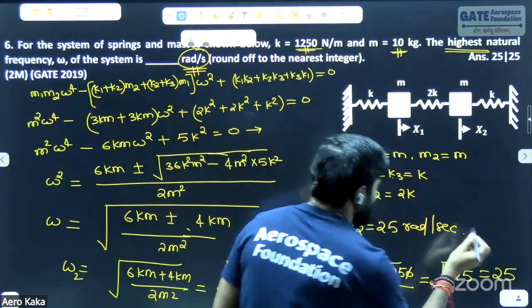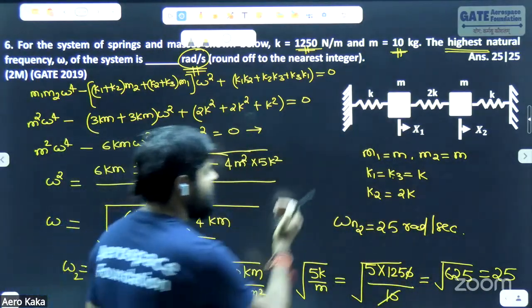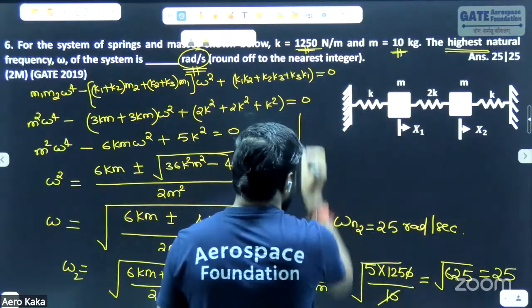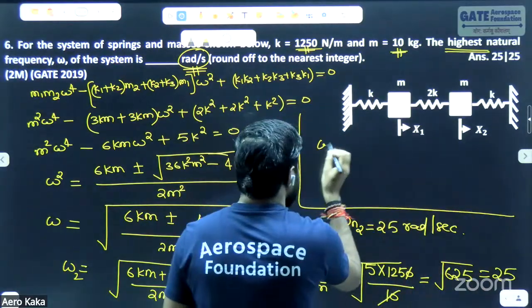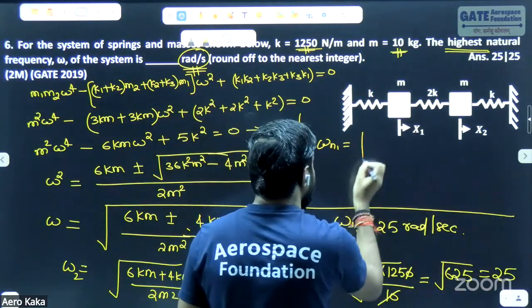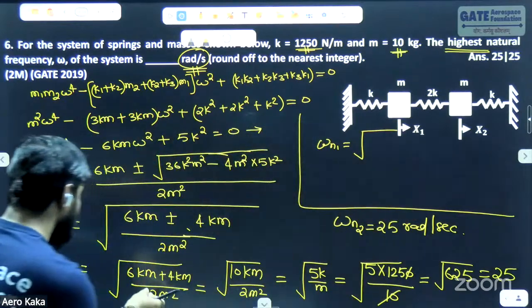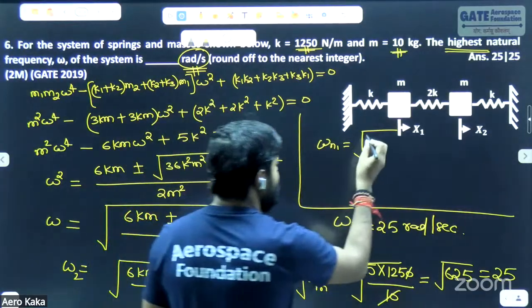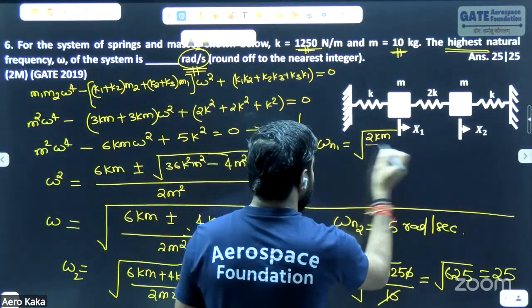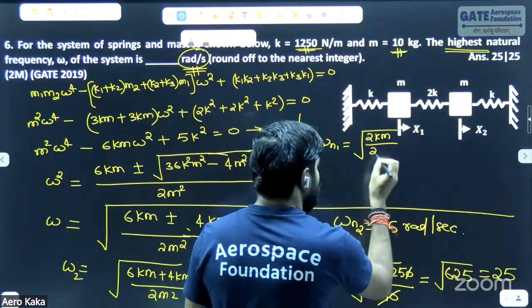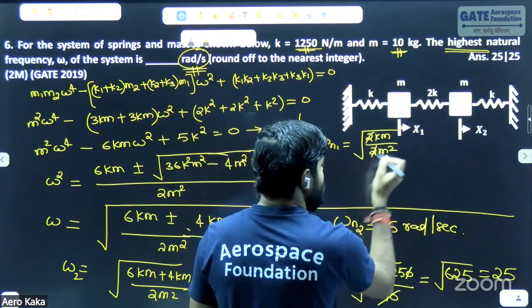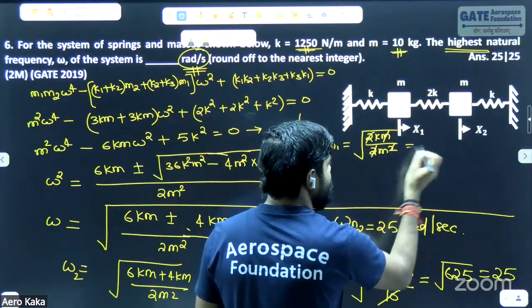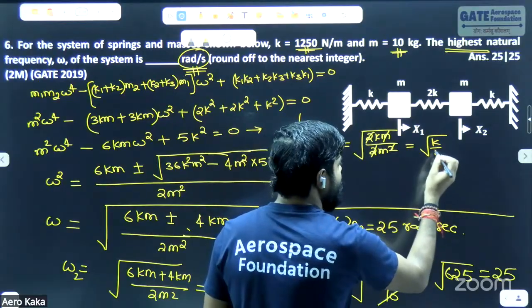Okay, let's solve. What is the first natural frequency going to be? Calculate omega n1 also. That's the lowest possible value. So 6k minus 4k divided by this value. How much will you get? That's 2k divided by 2m square. So this 2, this 2, this m, and this power is gone. Ultimately you are getting root of k by m.